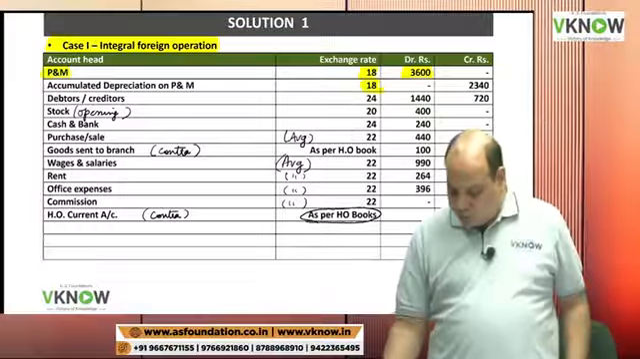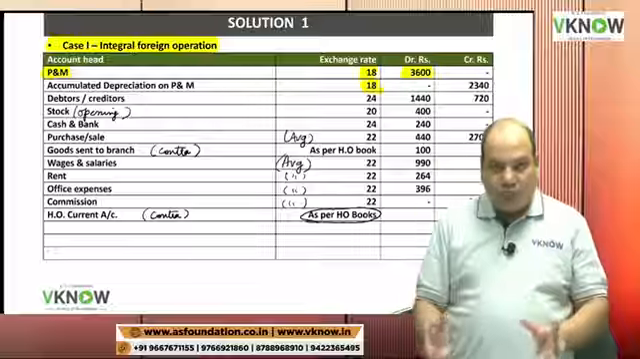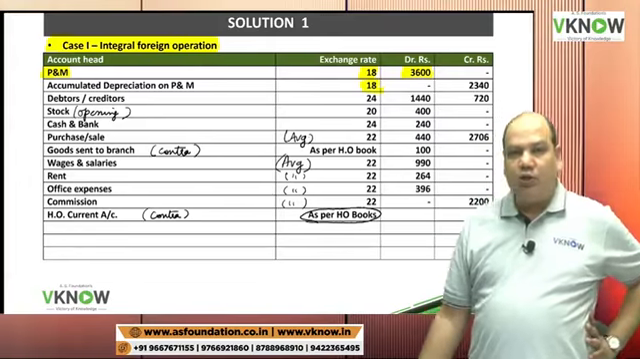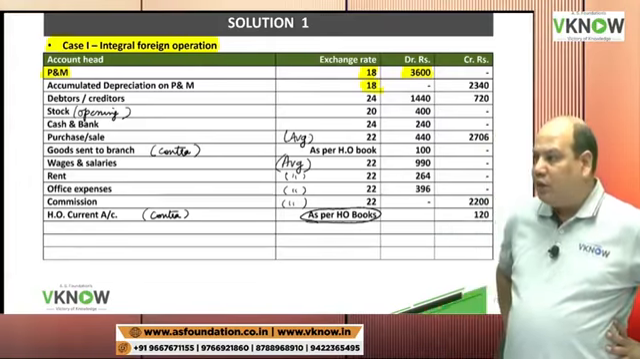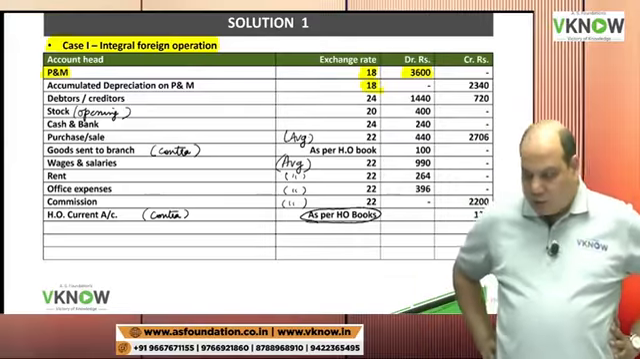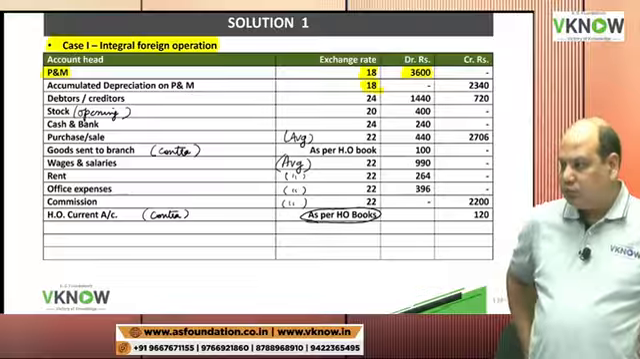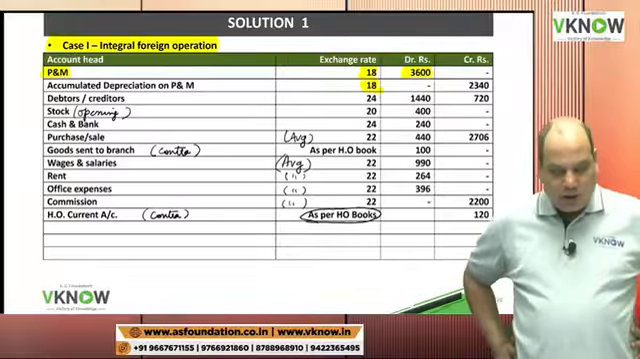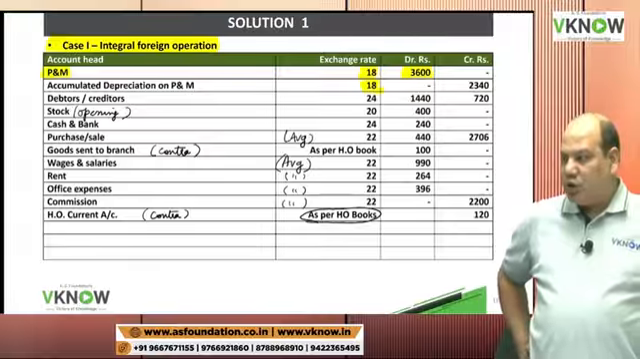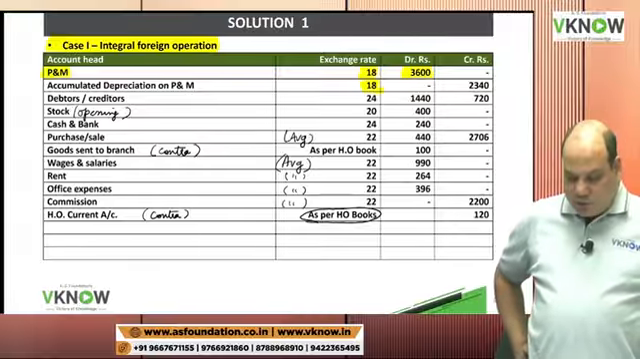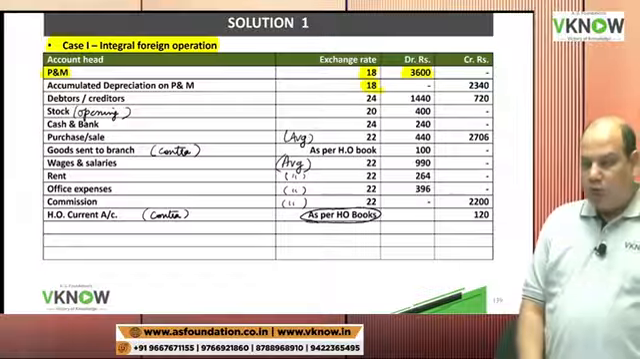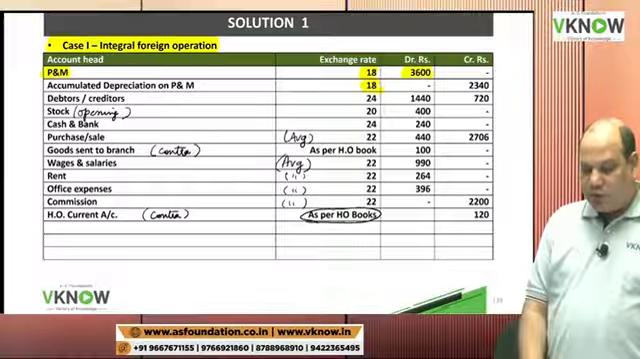So now what the student will do is check whether the total is tallying or not. And if the total is not tallying, it will give rise to exchange difference. That exchange difference we will transfer to P&L account. So please tell me, what is the difference? Anybody, what is the difference? You're not responding. What is the difference?